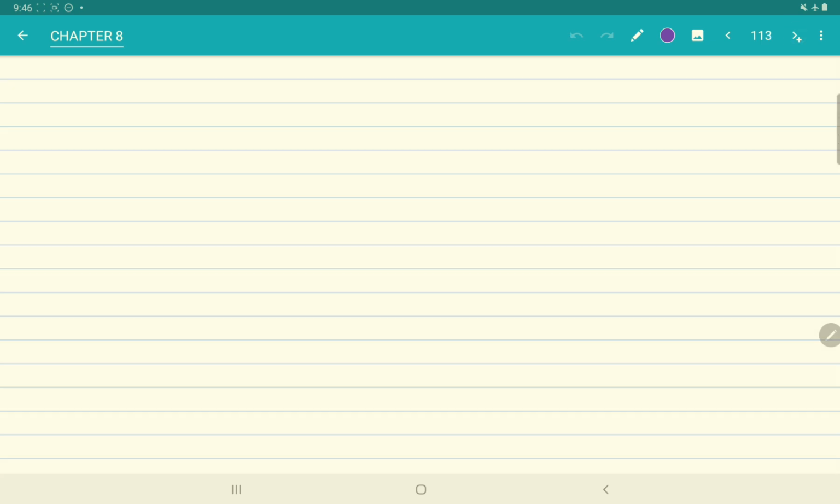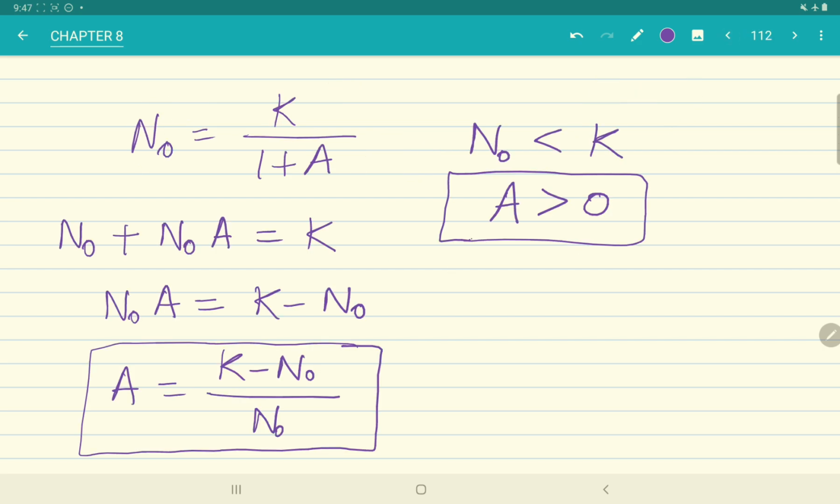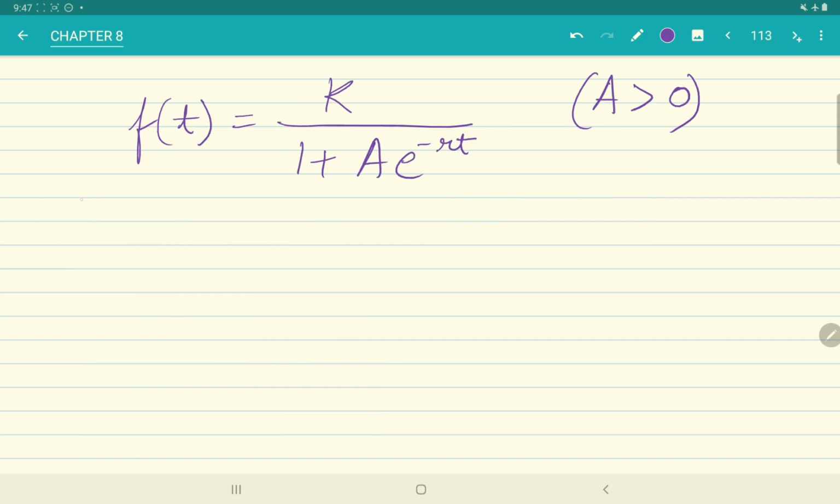Also, if you take a look at f(t), which is equal to k by 1 plus a e raised to the power minus rt, in this case I know that a is greater than 0 from what I have just got. Alright, and now I can say that if I just start to differentiate this with respect to t, I see that f prime t will turn out to be greater than 0.